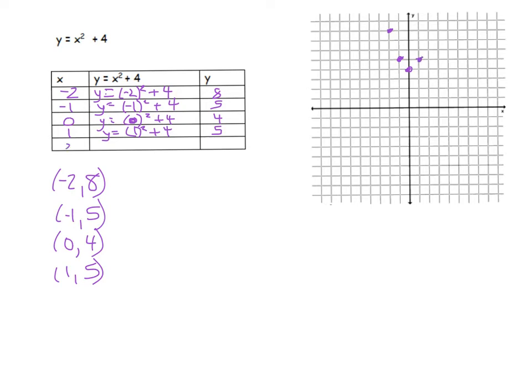And lastly, I'll put in a 2, so y equals 2 squared plus 4. 2 squared is 2 times 2. 2 times 2 is 4, plus 4 is 8. You probably have noticed that there's a pattern that shows up with our y values when we use these x values so far. 8, 5, 4, 5, 8, which is shown in the graph with a symmetric look.